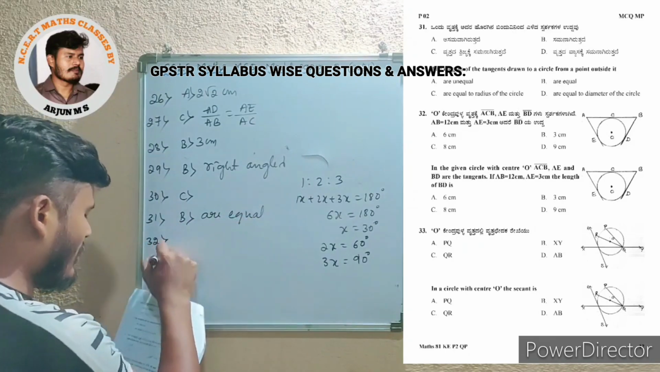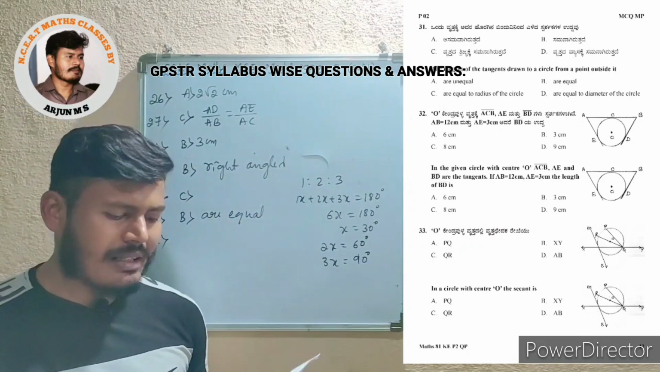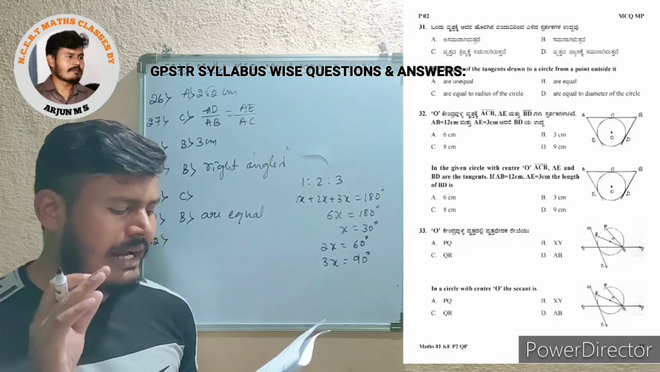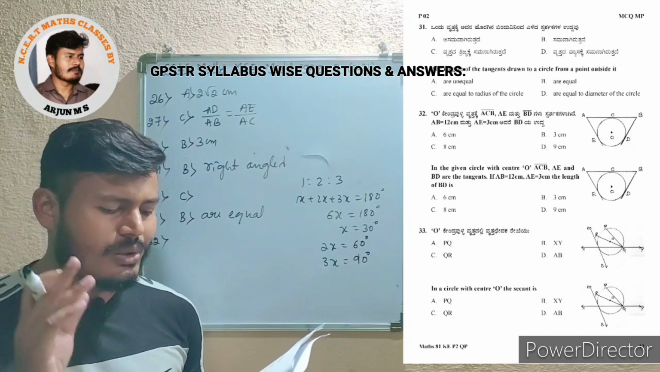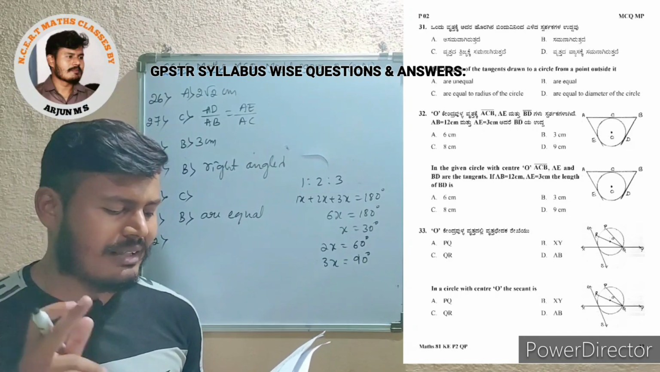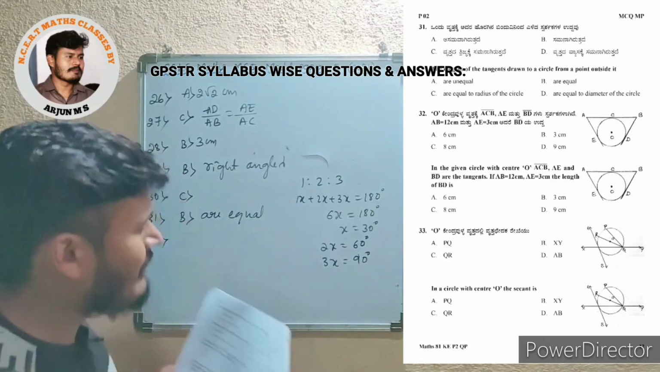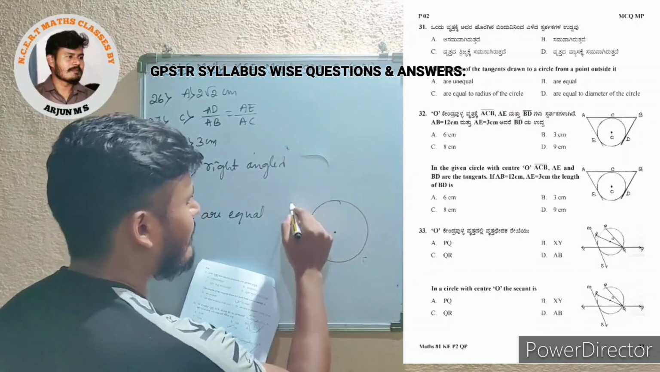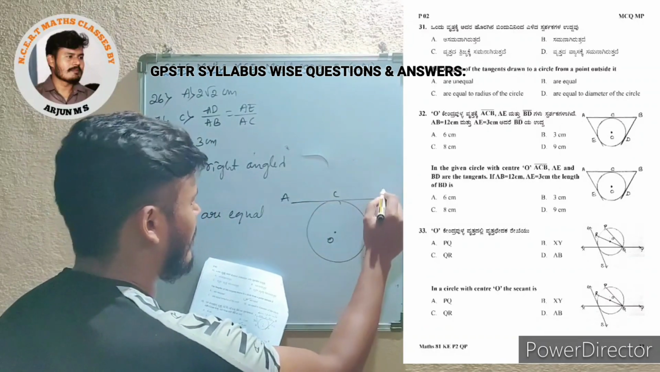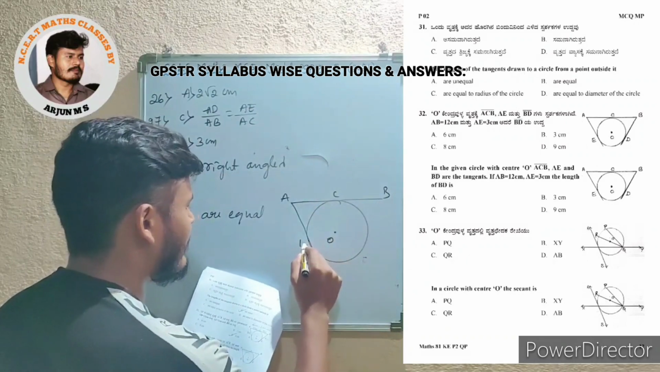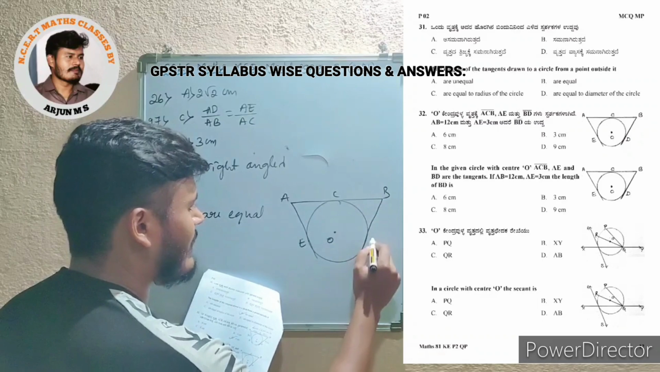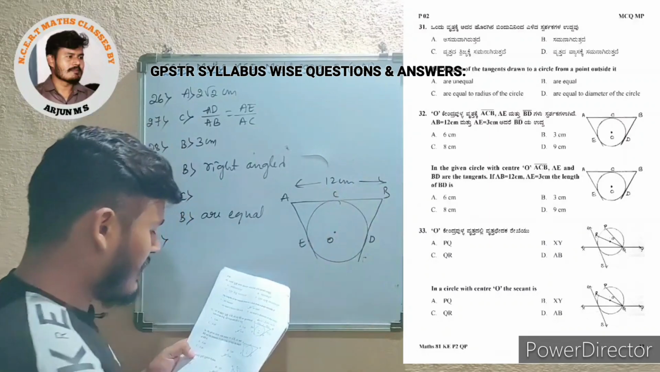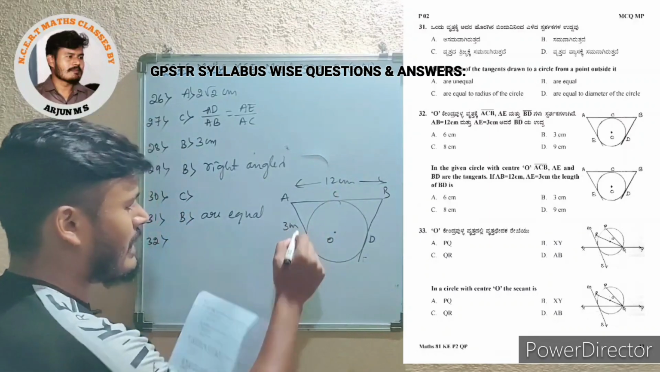Then the 32nd question. In the given circle with center O, ACB is a straight line and AE and BD are the tangents. If AB is equal to 12 centimeter, AE is equal to 3 centimeter, find the length of BD. Just observe the given figure here. They are given a circle with center O and straight line ACB, and here AE is one tangent and BD is another tangent, right? They are given the length AB, which is equal to 12 centimeter, and the length AE, which is equal to 3 centimeter, right?